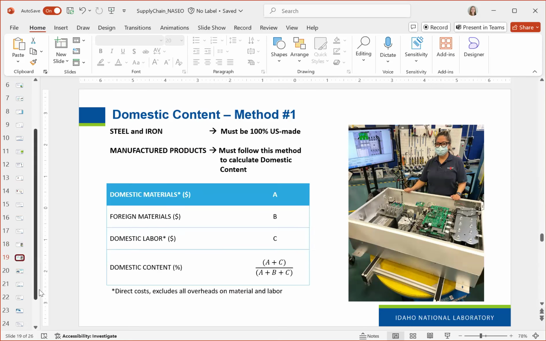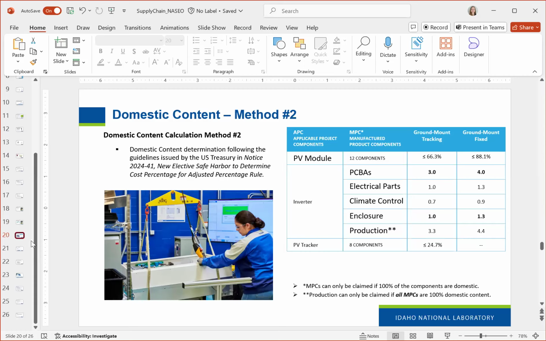One way that we can calculate this domestic content bit is by looking at the cost of labor and materials. So the cost of domestic labor and domestic materials must reach that 40% or eventually that 55% mark compared to that total cost, which would include the cost of foreign materials.